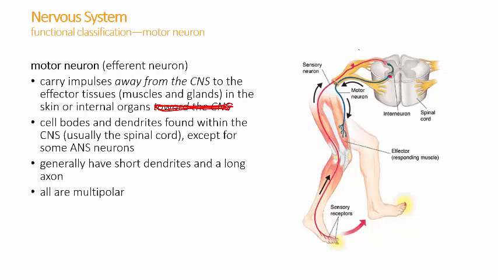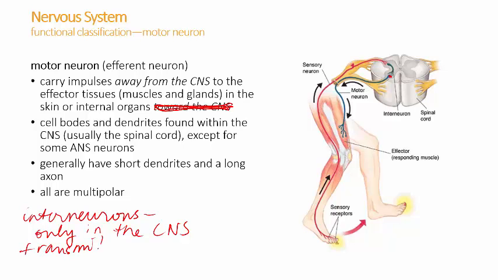But interneurons are also known as association neurons. These are neurons that are found wholly in the central nervous system. Interneurons, they are only in the CNS. And they transmit signals between neurons. They synapse with a neuron at either end, like we see here. So here's an interneuron in the spinal cord, and they transmit signals between two neurons.